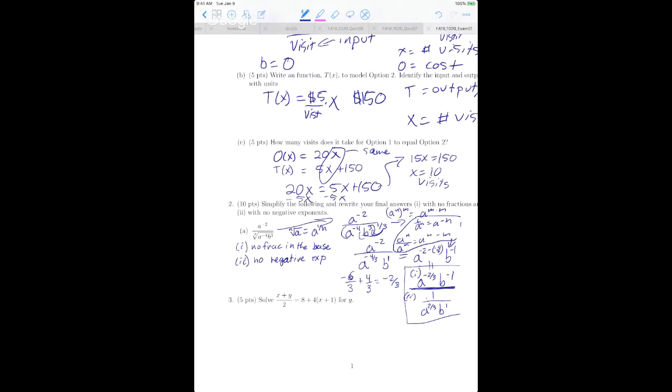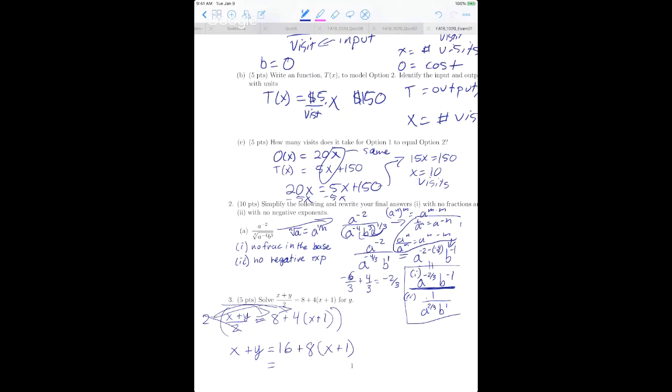Now, this one ain't too bad here. So number 3. So x plus y, number 2 is 8 plus 4, x plus 1. So, you know, I'm sick of these fractions. I'm just multiplying everything by 2. All right. And so what I get there is x plus y equals 16 plus 8 times x plus 1. So if you track that, you'll see that I've distributed the 2 to all of these terms here. And I did get rid of my fraction, which is, I don't know, nice.